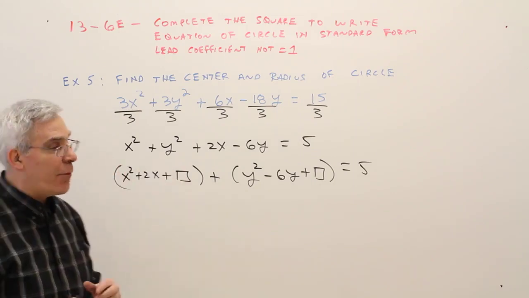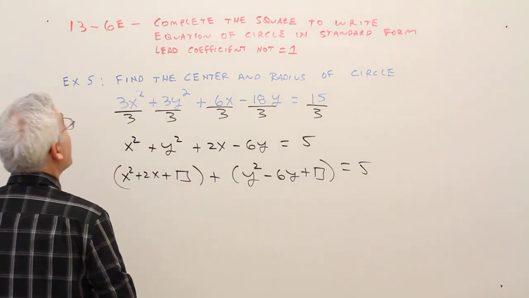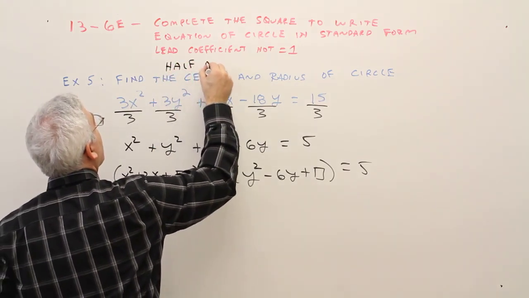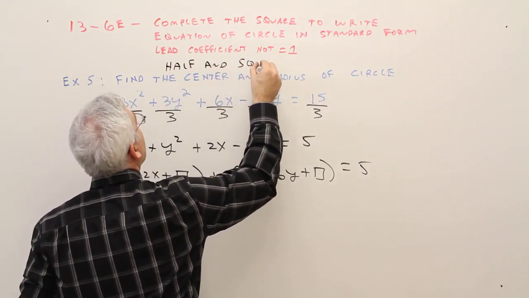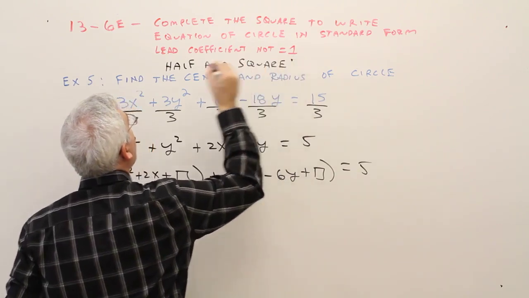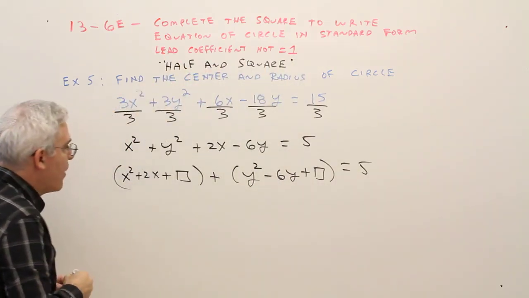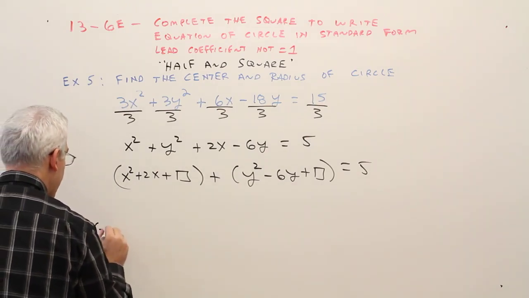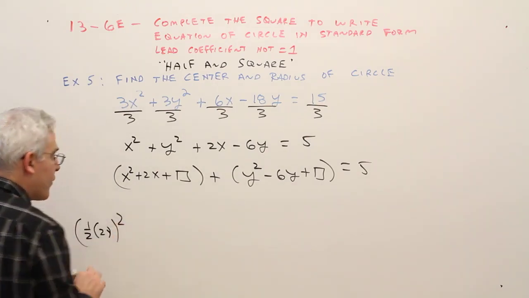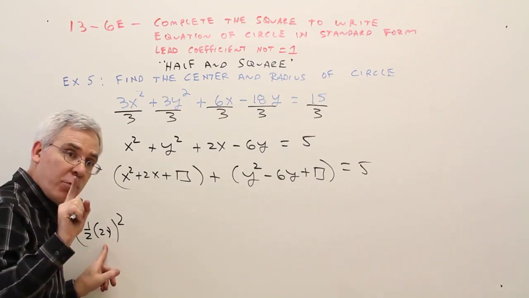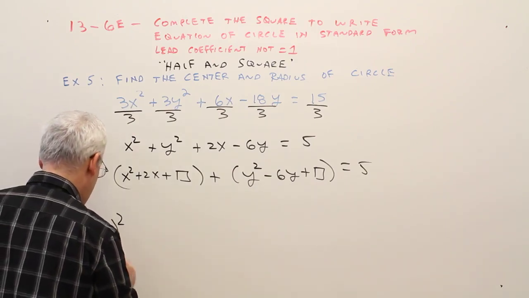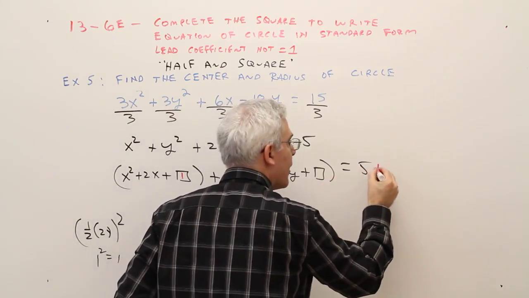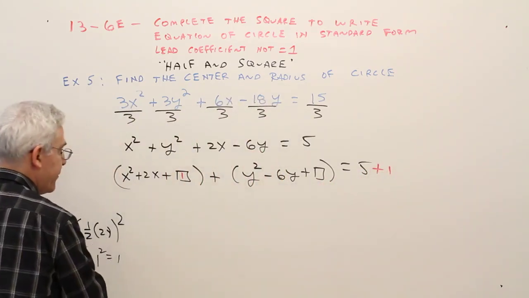And then I just have to figure out what goes inside the magic box. Once again, half and square are the 3 words to always remember. So I'll do it right here. 1/2 times 2 squared. 1/2 of 2 is 1. 1 squared equals 1. So I'll put a 1 here, and I'll add a 1 there.